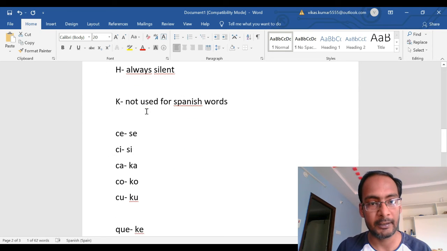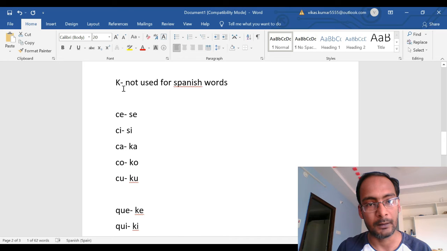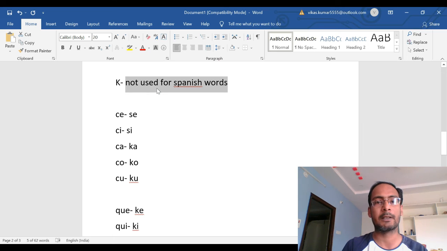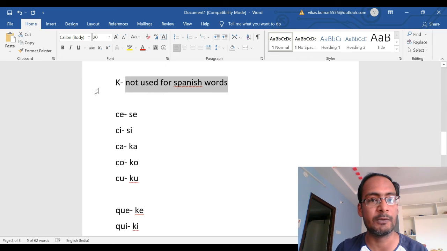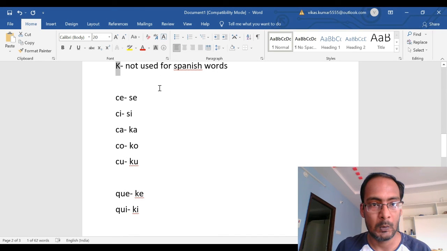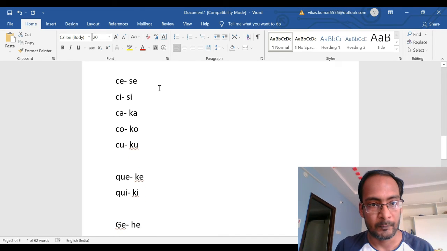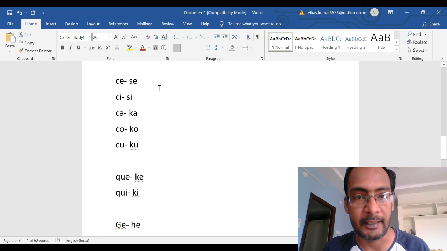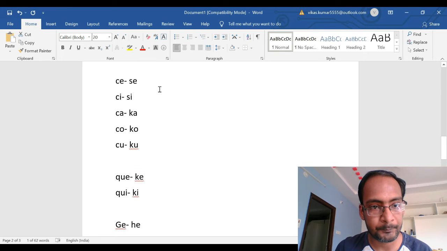So the next point is K. We never use K for making the K sound. The K sound is not produced by this letter K. I'll teach you how you need to write the K sound in a Spanish word.